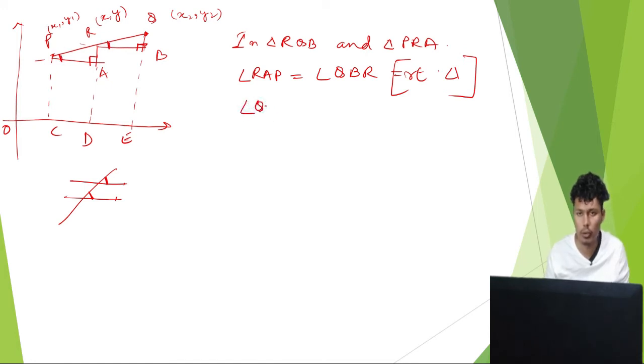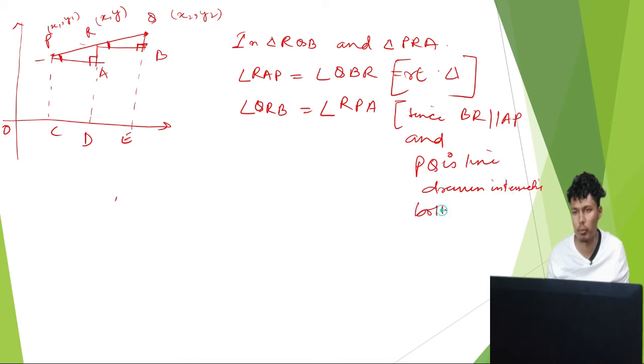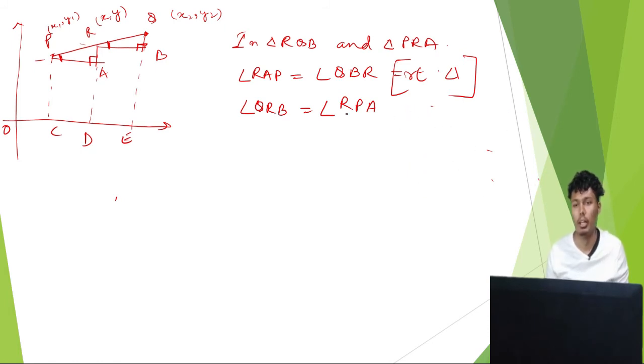So angle QRB will be equal to angle RPA. These two angles are also equal. You can give the reason: since BR is parallel to AP and PQ is a line drawn intersecting both the lines. I don't know how the book has written it, but this is the way. So these two are equal.